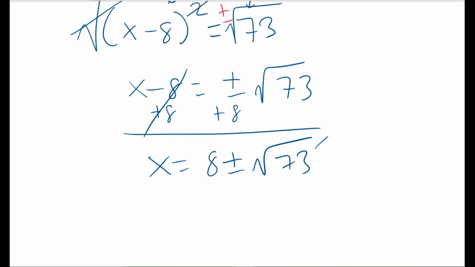Now 73, usually we would have to break it down, right? But in this case, I don't think 73 is broken down easily, if at all. So if it cannot be broken down further, then you don't have to do anything at all. So this cannot be broken down, so we're done. All right, so we can stop here.